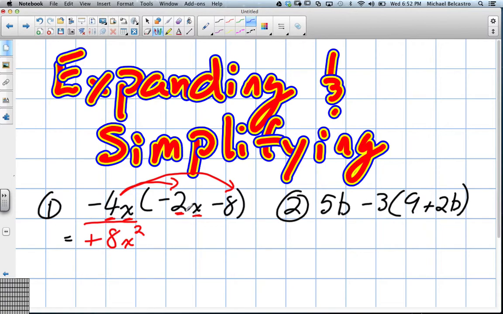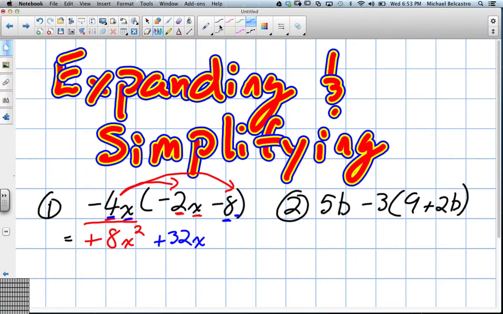Same idea. Negative times a negative? Positive. What is 4 times 8? Want to use a calculator? 32. And what is x times, well, there's no value there. So what do we do with that x? Just put it with 32. Just leave it on the end there.